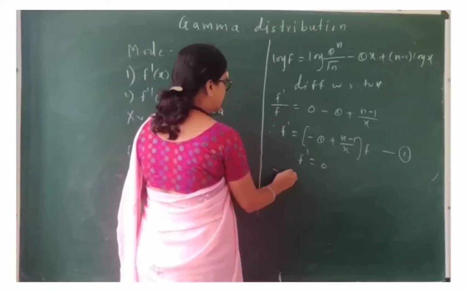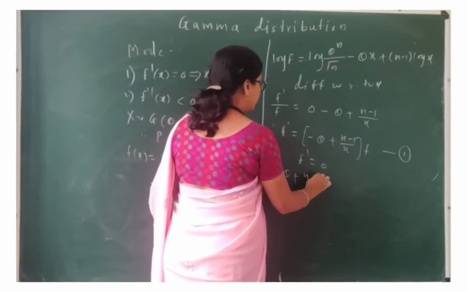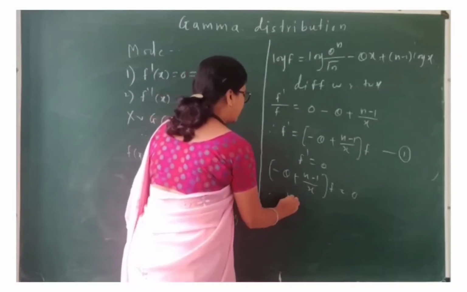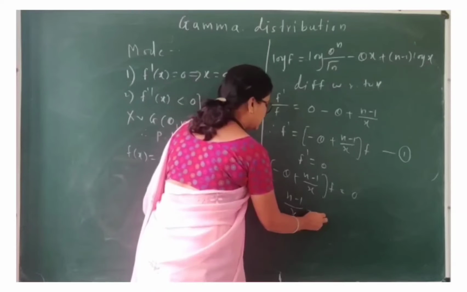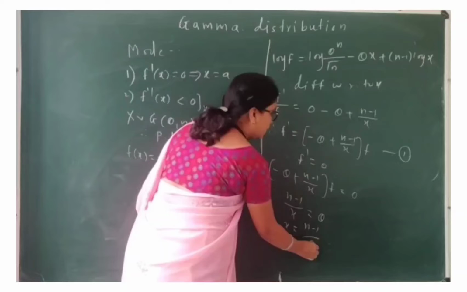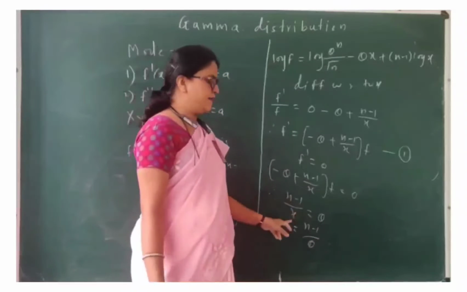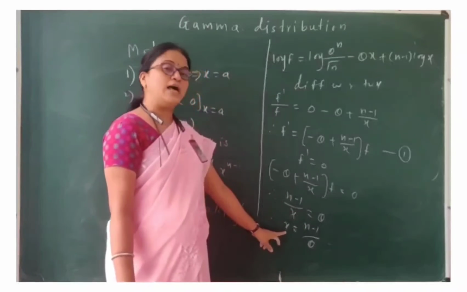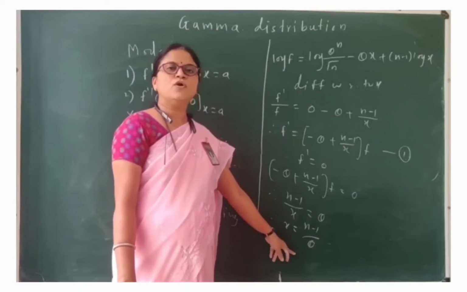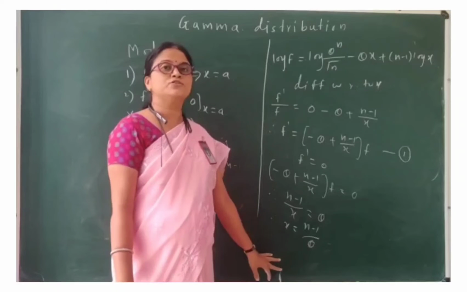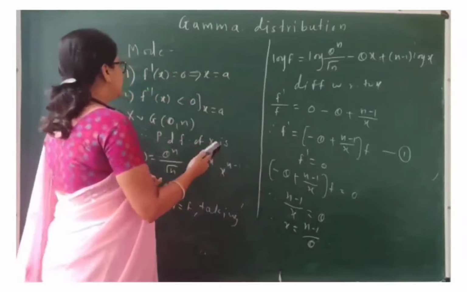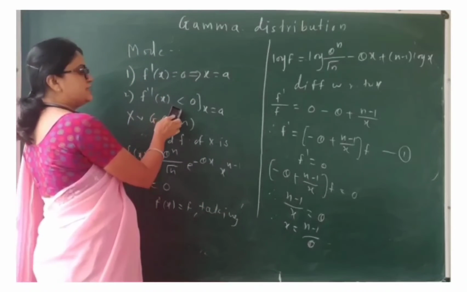Minus theta plus (n minus 1) upon x into f is equal to 0. So that means (n minus 1) upon x is equal to theta. That means x is equal to (n minus 1) upon theta. That is the value of x, (n minus 1) upon theta, which is the mode of the gamma distribution if it satisfies the second condition. And the second condition is f''(x) less than 0.